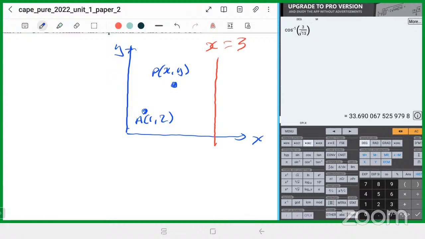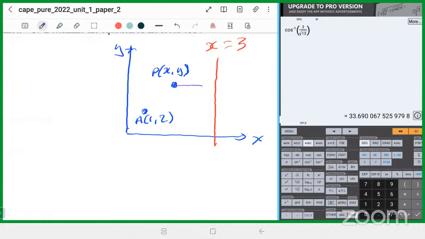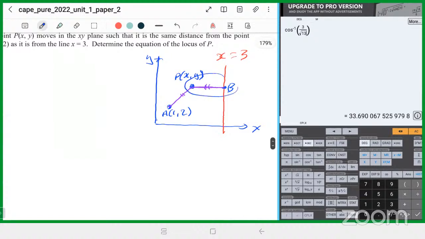And what they basically said is that this distance, let's use a different color for the distance. Let's use purple. This distance to this line, it has to be a perpendicular distance, is equal to this distance here. Those two distances are the same. Let's call this point up on here B, to reference it. So what they have basically said is that PB is equal to AP.